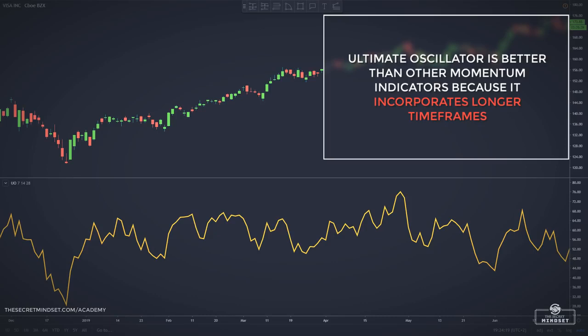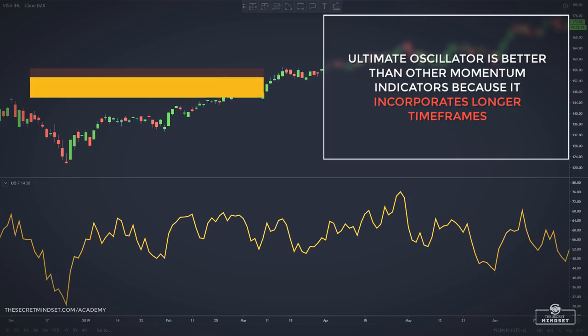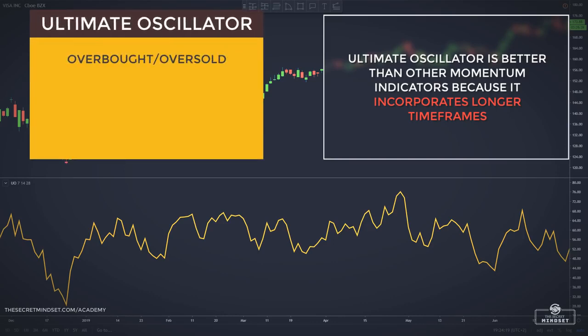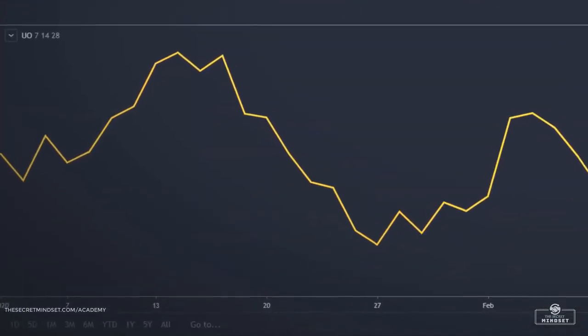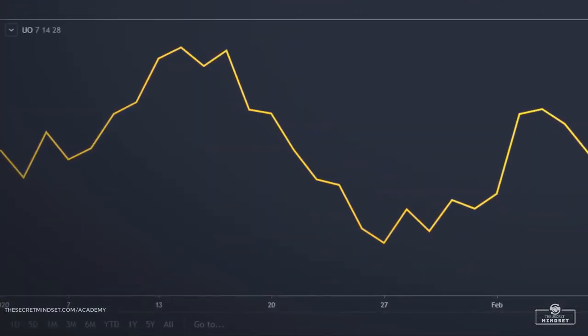The ultimate oscillator attempts to correct this fault by incorporating longer timeframes into the basic formula. It combines short-term, intermediate-term, and long-term price action into one oscillator and attempts to give overbought and oversold signals, potential buy and sell readings, and confirmations of price action, as well as divergences that might warn of future price reversals. The default settings of the ultimate oscillator are 7, 14, and 28.